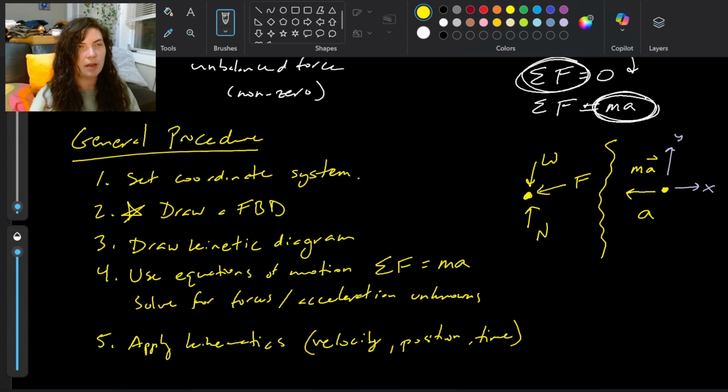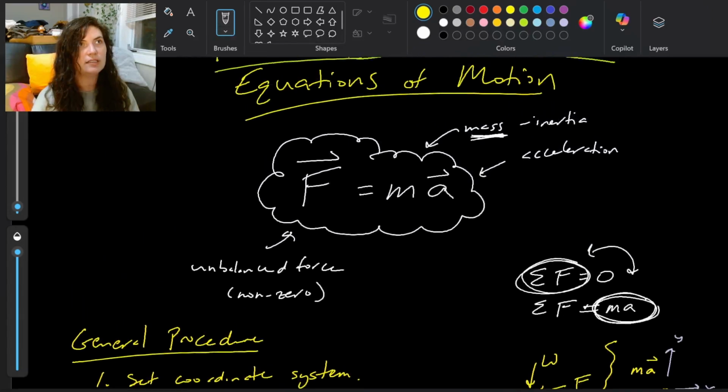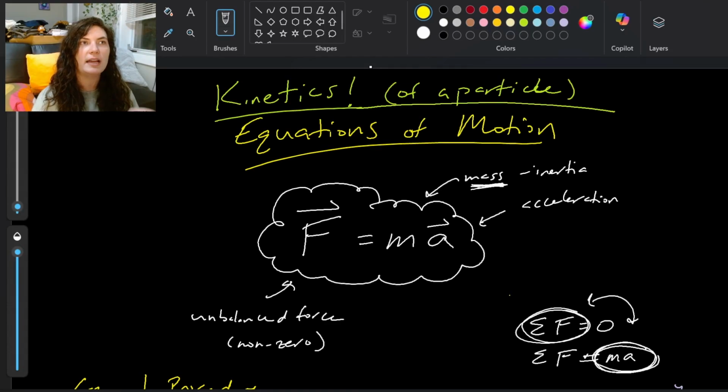One quick note I want to make about units in this. We're dealing with force equals mass times acceleration, so I think it's important that we just touch on units. And let's look at our SI units for force equals mass times acceleration.